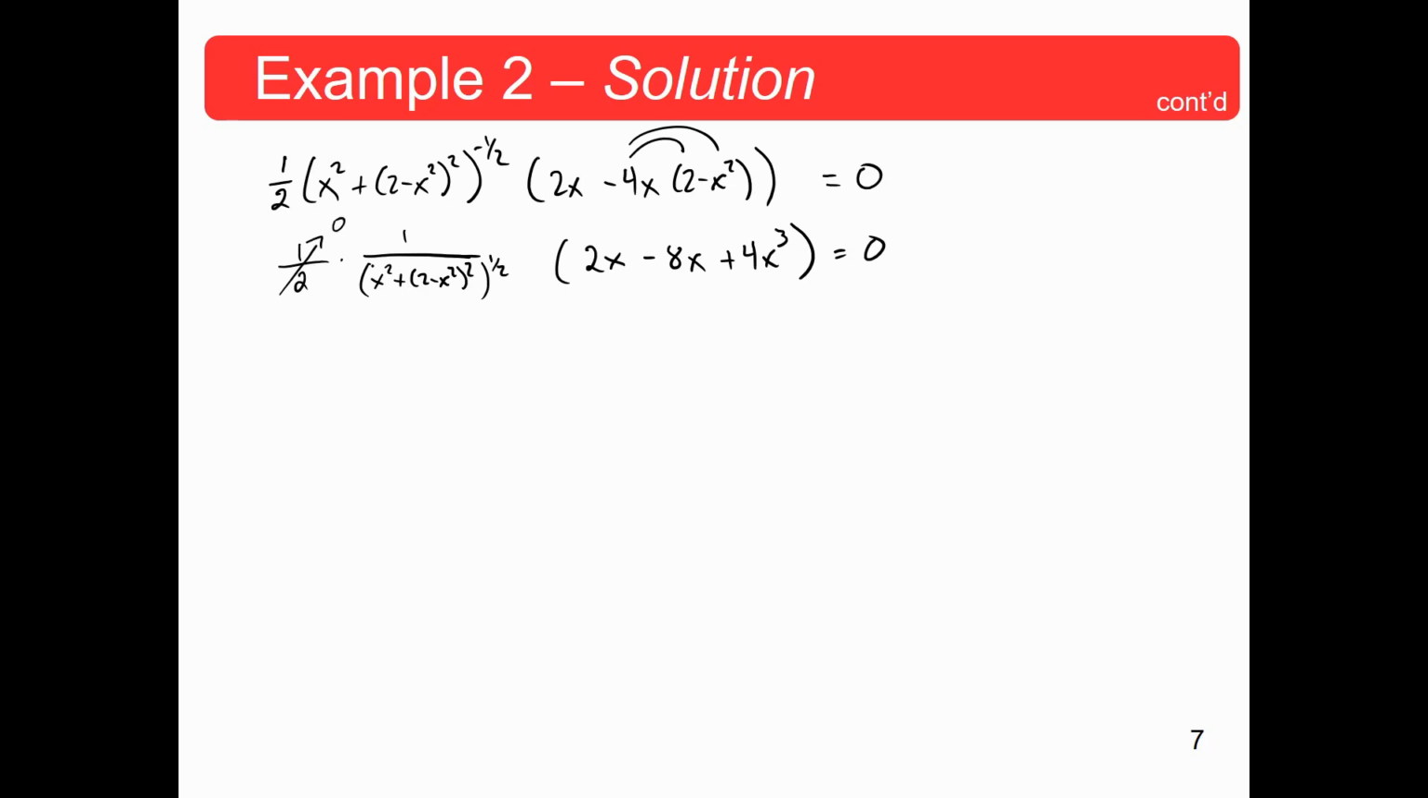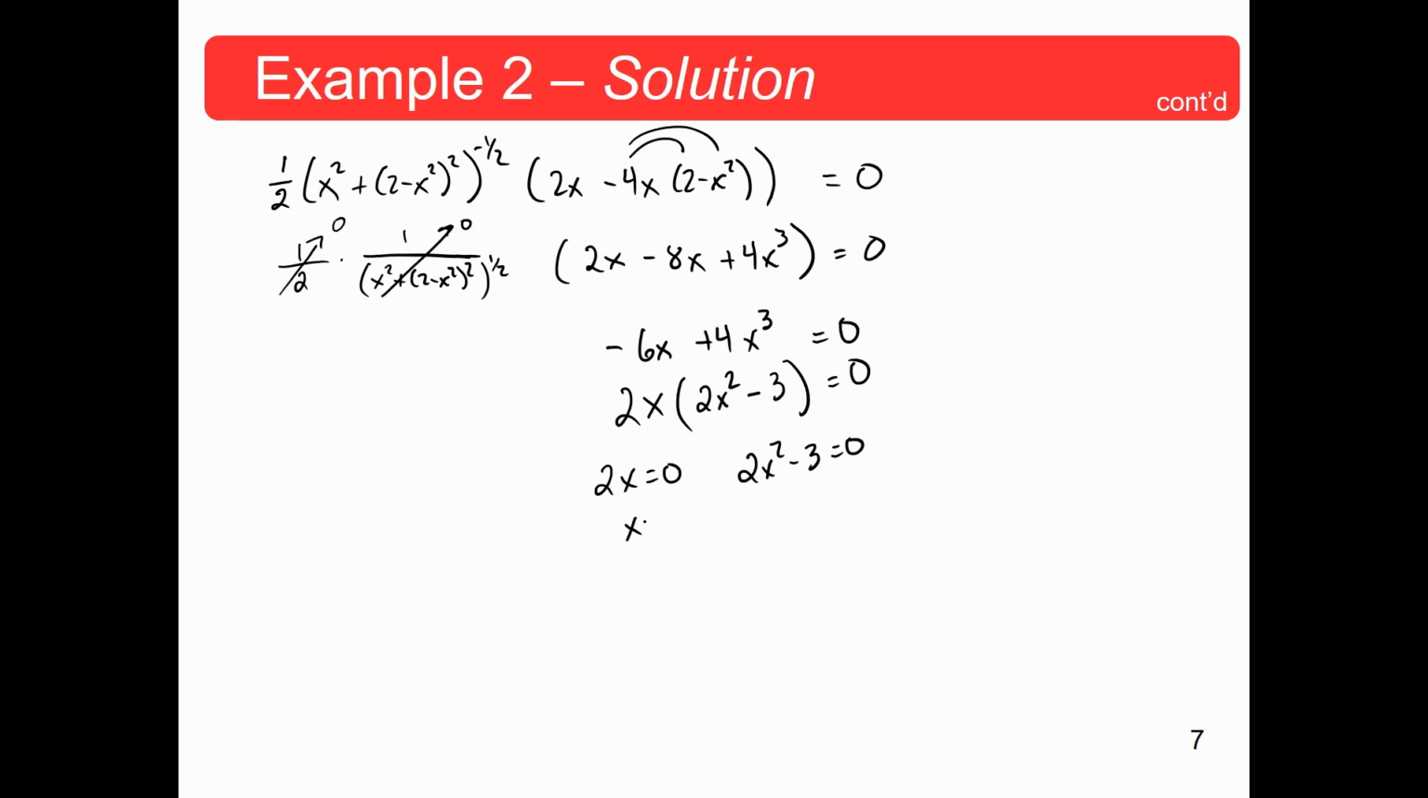Here, 1 divided by anything can never be 0. I can't take 1 and divide something into it and get 0. So that leaves only this. So 2x minus 8x is negative 6x plus 4x cubed equals 0. I'm going to factor out an x and a 2. And that's going to leave me with 2x squared minus 3 equals 0. So that means that either 2x equals 0 or 2x squared minus 3 equals 0.